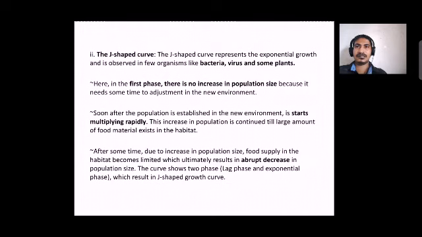The J-shaped curve represents the exponential growth and is observed in few organisms like bacteria, viruses, and some plants. Here in the first phase, there is no increase, that is, the organism takes time to adjust or acclimatize to a particular environment. Soon after the population is established in the new environment, it starts multiplying rapidly. This increase in the population continues as long as a large amount of food material exists in the habitat. After some time, food supply in the habitat becomes limited, which ultimately results in an abrupt decrease in the population size. This curve shows two phases, the lag phase and the exponential phase, which results into the J-shaped growth curve.